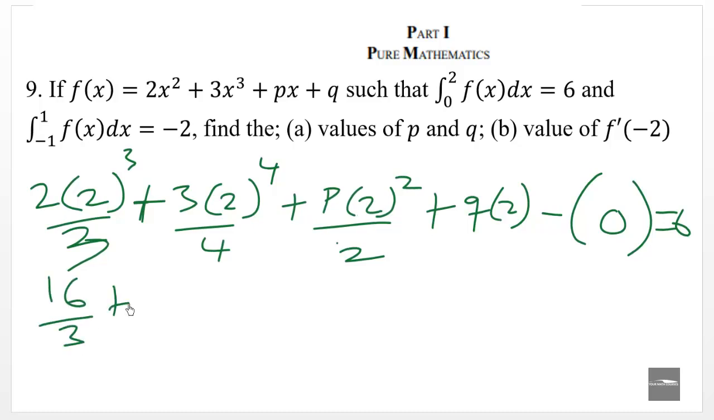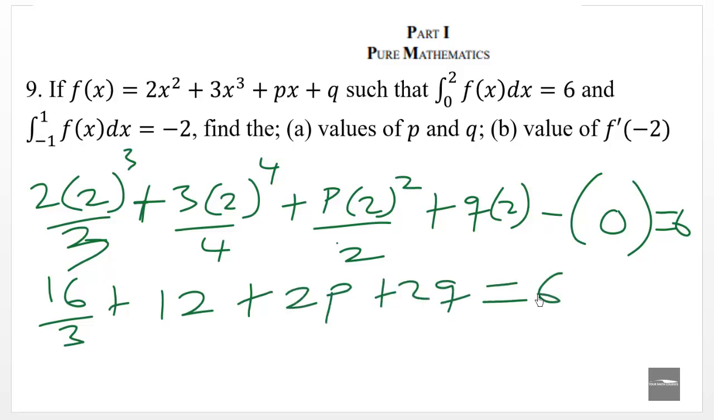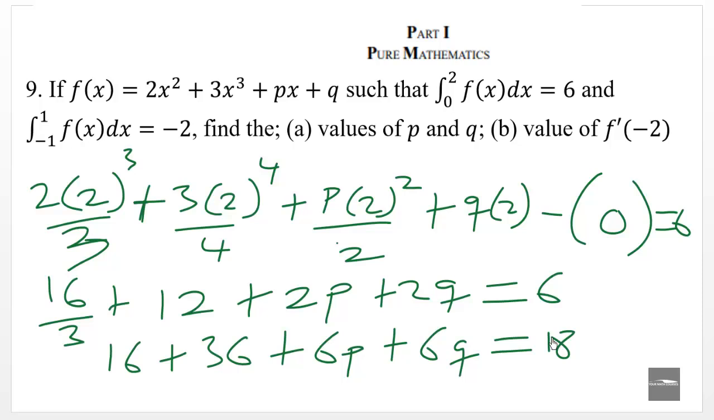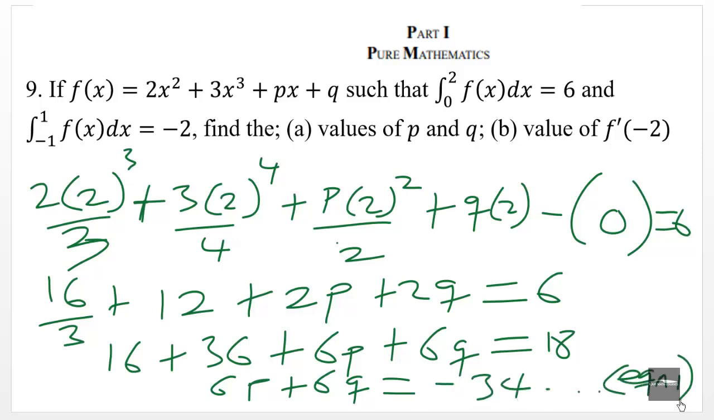So let's simplify this. We get 16 over 3. This will give us 12. This will simplify to 12. This will give us 2p. This will give us 2q equals 6. So we can now multiply through by 3. So we simplify further. We get 6p plus 6q is equal to 18 minus 16 minus 36, and that will give us -34. So let's call this equation 1 and continue with the second part.